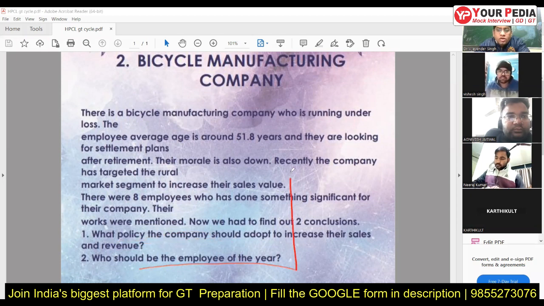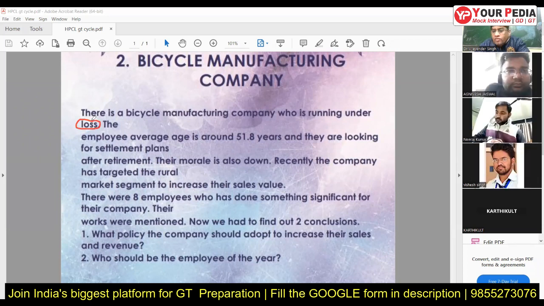Now let me take you to the task and discuss with you how we could have discussed this. This company is running in losses. So to bring it out of the losses, we need to make use of resources. There are 2 kinds of resources which a company can normally use to come out of the losses.